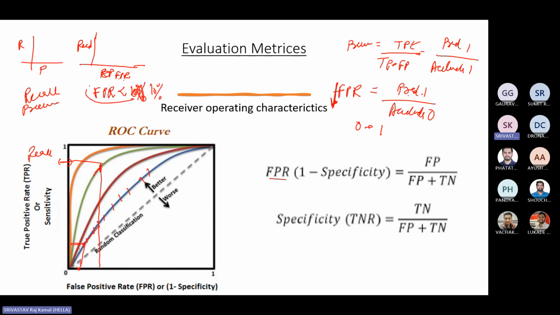Based on that, you make yourself into this bracket: less than 10% is the false positive rate. Then I'll choose the higher recall. So you could choose this recall, you could choose this recall, because everything is under this 10%. You could choose this recall.